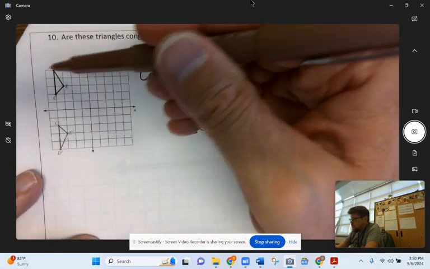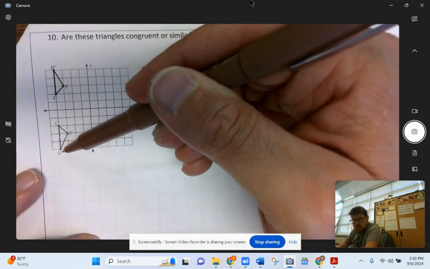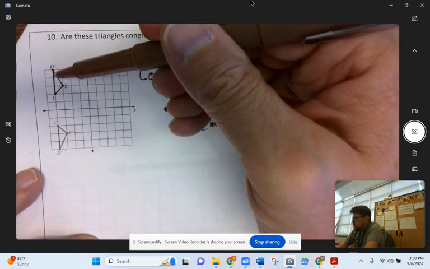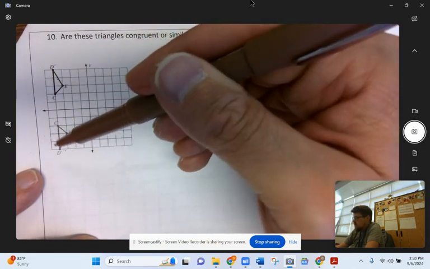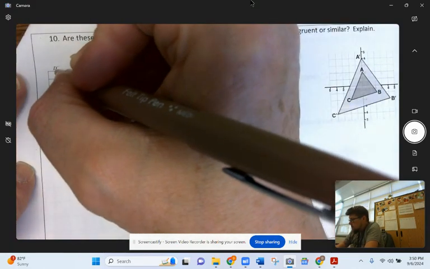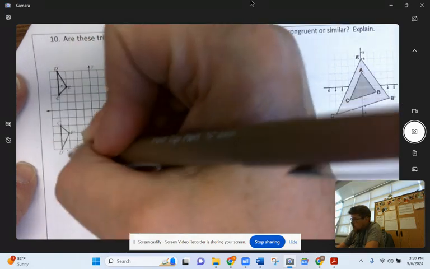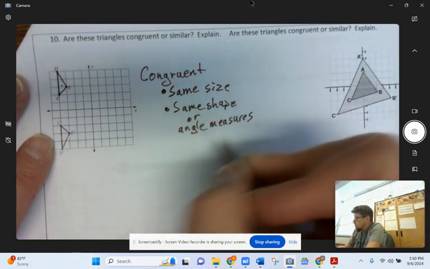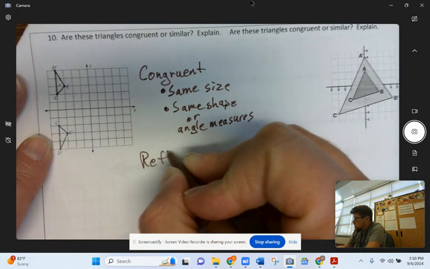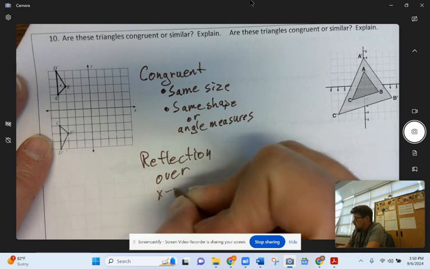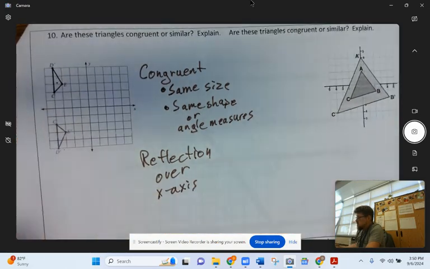You could also talk about this in terms of what transformation got you from one to the other. So again, this is the original, this is the new one. This has the little prime notation, might be kind of hard to see, but it's got the little apostrophes here, right? This would be a reflection across the x-axis, and D is pointing up here, and it ends up pointing down right there, right? So if we wrote the rule for this, this would be a reflection over the x-axis. Okay, so these are congruent.